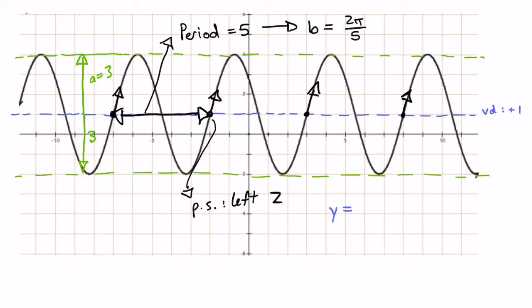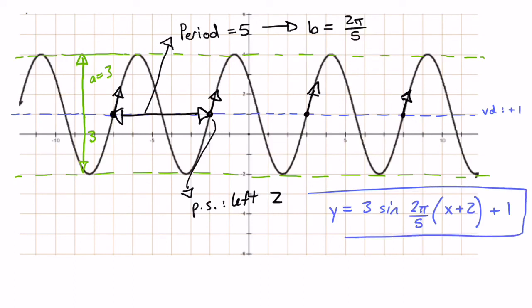And now we have everything, so we can write the equation. Y equals 3 sine 2 pi over 5, x plus 2, because it's going to the left 2, and then plus 1, because it's going up 1. Brackets around that 2 pi over 5, x plus 2 is optional, but if you're going to graph it on your calculator to check, the brackets are required.